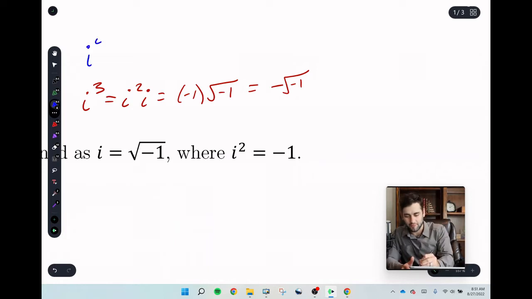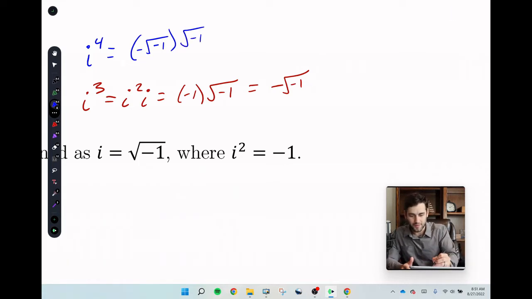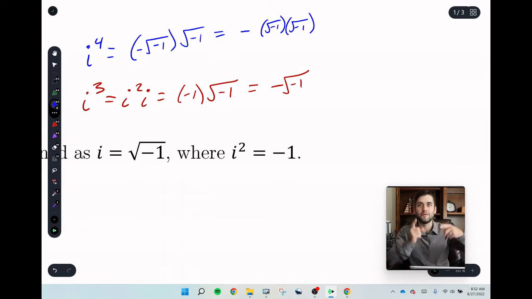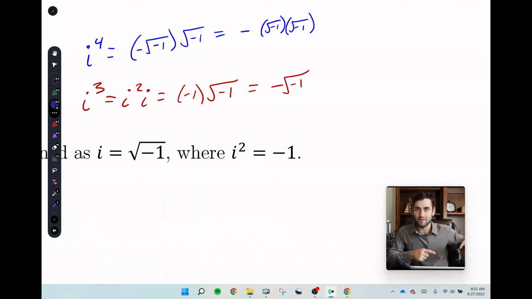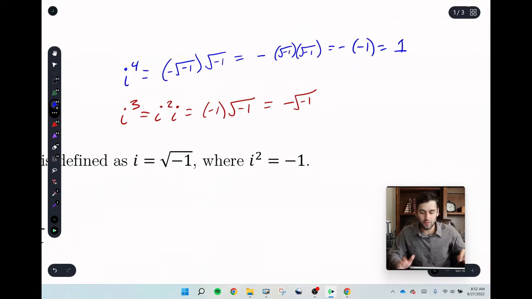We go I to the fourth. Well, I to the fourth, we take that I cubed, negative square root of -1. We multiply it by I, which is the square root of -1, right? Because it says that right below. And we get something like negative square root of -1 times square root of -1. And we know the square root of anything times the square root of that same thing, like the square root of 2 times the square root of 2, just gives you 2. So that's just going to give us negative -1, which is just +1. Holy moly. And we're back where we started.